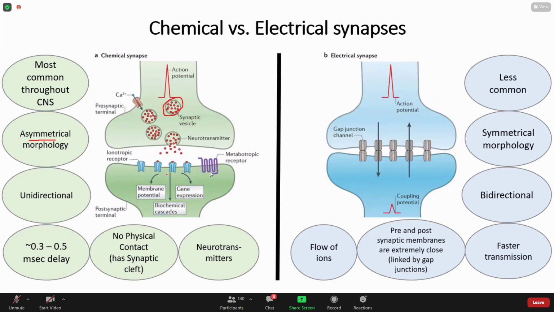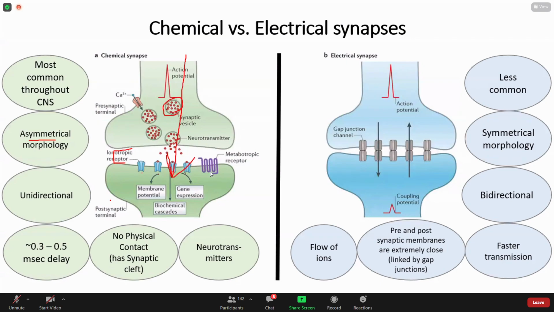And on the postsynapse, we have the receptors. So different machineries exist on the presynapse and the postsynapse. Because of this asymmetry, the flow of information tends to be unidirectional. So it's always from the presynapse into the postsynapse. Also, there is a gap between the presynapse and the postsynapse, which we call the synaptic cleft. So they are not physically in contact.